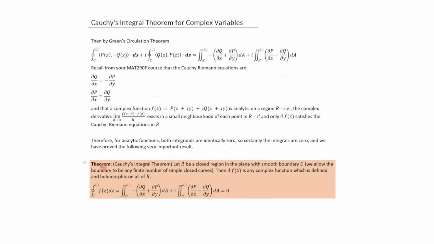So finally, the theorem is Cauchy's integral theorem. Let R be a closed region in the plane with a smooth boundary C. We allow the boundary to be any finite number of simple closed curves. Then if f of z is any complex function which is defined and holomorphic, which means analytic, this is just another way of saying it, on all of R, then we can say that the closed contour integral of f z dz is equal to 0. So that's basically the outcome.